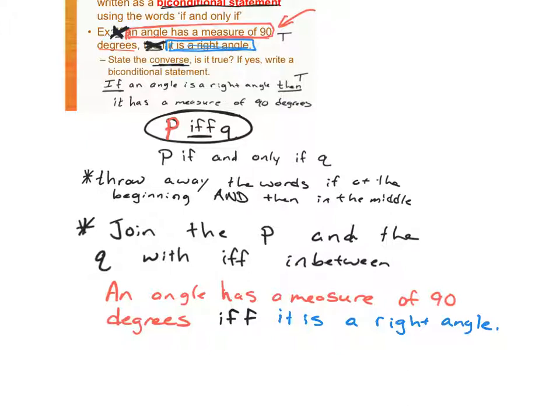That's a true statement, right? The only way that something is going to be a 90-degree angle is, if an angle does have a measure of 90 degrees, then it is definitely a right angle. It is true forwards and it's true backwards. The other way we can write it, and there's one last way that you will see it written, is that you'll have a P and a Q, and instead of an arrow going just one direction, it goes both directions. That's called a biconditional statement.